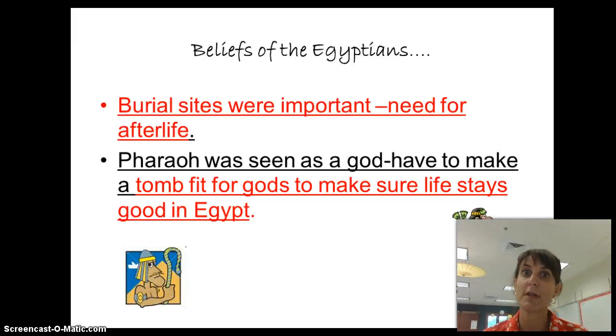Okay, so religion was really important to the early Egyptians. It was part of their everyday daily life, and so the burial sites were seen as important because the Egyptians didn't believe that you just died and were gone. They believed that you died and went on to an afterlife. So in order to have a good afterlife, you had to have a good burial site. And because the pharaoh was seen as a living god, his tomb had to reflect the importance of the gods and how powerful he was to make sure that life stayed good for day-to-day Egyptians.